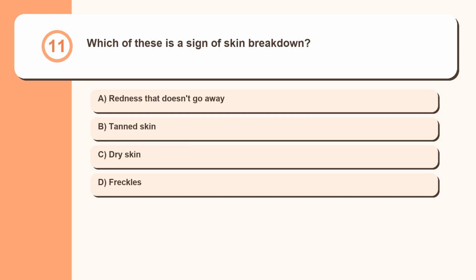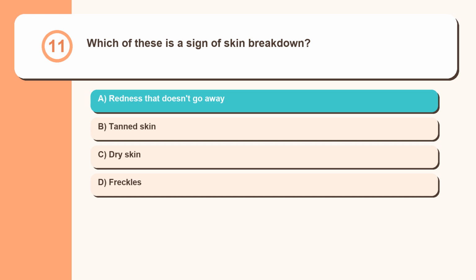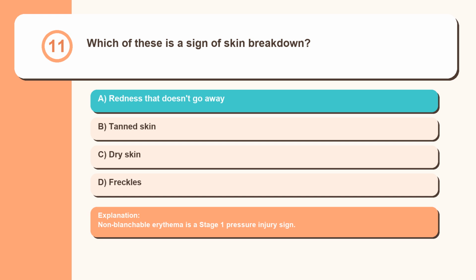Question 11. Which of these is a sign of skin breakdown? Redness that doesn't go away. Tan skin. Dry skin. Freckles. Non-blanchable redness is a stage 1 pressure injury sign.